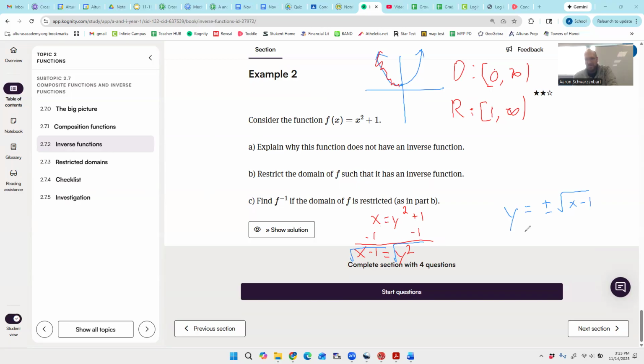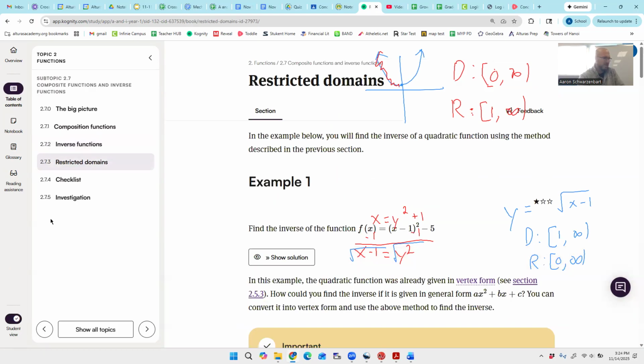But my new domain is 1 to infinity, and my new range is 0 to infinity. And the only part that's in that range is the positive case. So essentially what I'm doing is deleting the negative, and I don't need to write the plus. So that becomes my inverse function. We'll talk a little bit more in depth about restricted domains coming up.